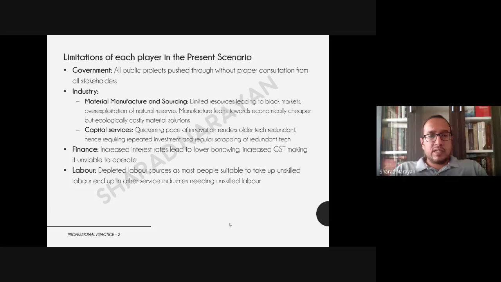In the case of labor, there are depleted labor sources as most people suitable to take up unskilled labor end up in other service industries which require similar unskilled labor. The simplest example for this is not necessarily related to the building industry, but if we look at it, those people who are absolutely essential for the farming industry, the agricultural industry, are leaving the rural areas and coming towards the urban areas in search of jobs, and invariably end up in jobs which involve providing services like cab aggregators.